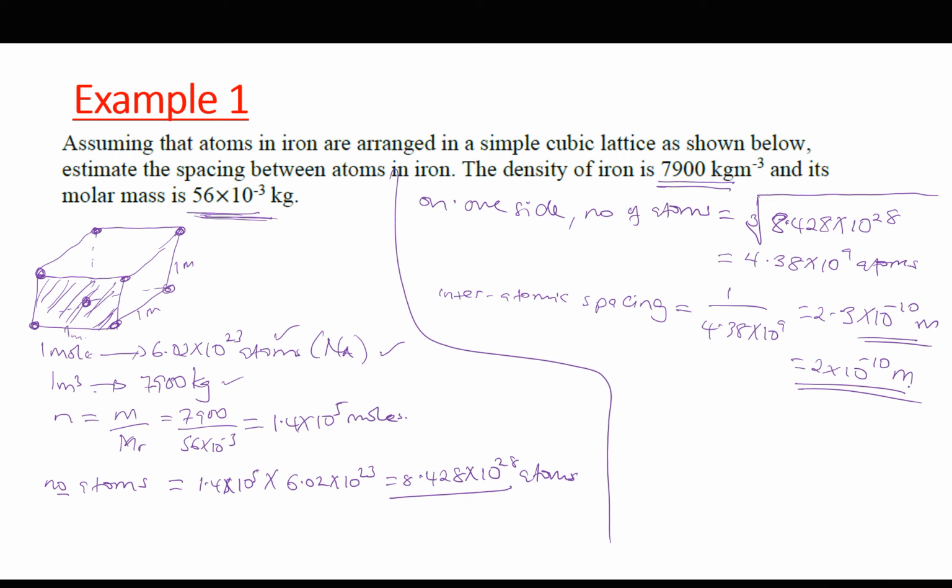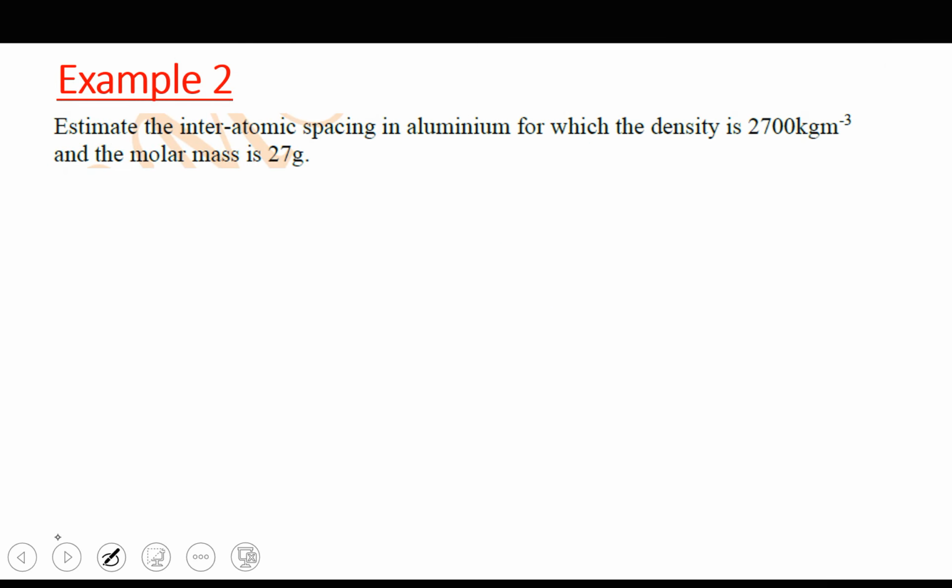So every time a calculation is taken to find the interatomic spacing relying on density and the molar mass, if the substance is a solid, it will result in an order of 10 power negative 10 meters. Similarly, if it is a liquid, the order will still be the same. For a gas, the order will be 10 power negative 9. Let's see if there's another example, maybe.